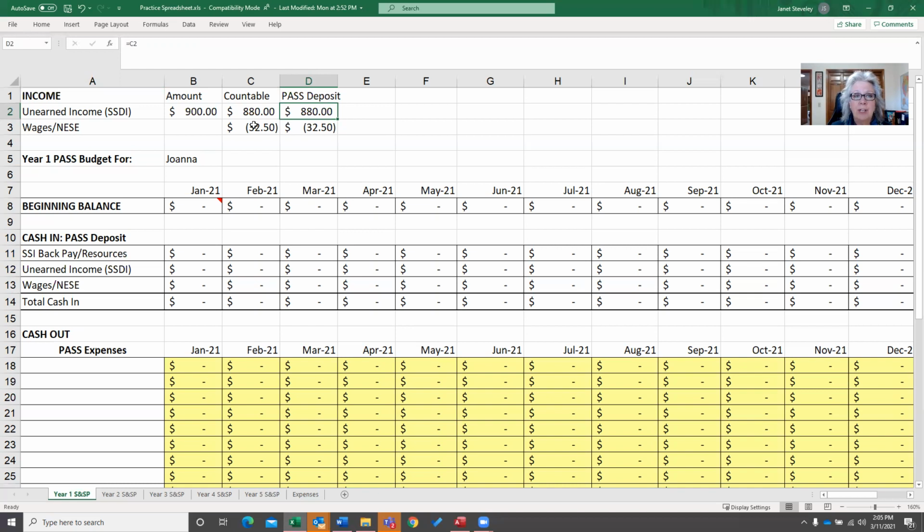This is a fairly easy calculation. It's unearned income minus 20, but you'll see that it calculates it for you. So she has $880 a month that she can contribute to a pass plan.